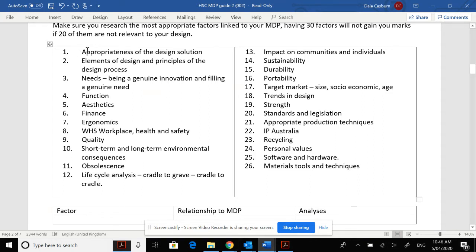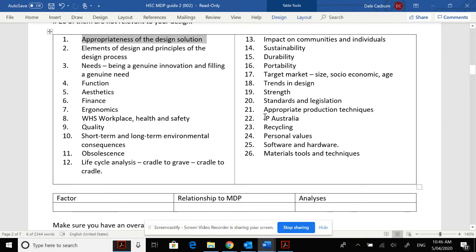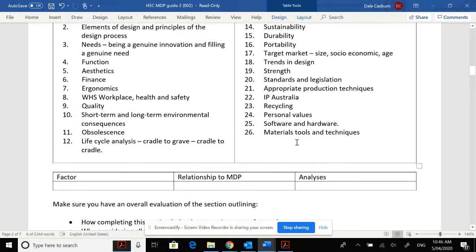Generally, like the appropriateness of the design solution: is the design solution actually appropriate for what it is that you're trying to solve? Is it appropriate for the target market? Is anyone going to want to buy it? Like in the real world of a designer, if this is not there, then you're just wasting your time. So have a look at these. Some of them might come in. We'll have a look at a sample in a minute. Hopefully, it helps you out a little bit. But these are potential ones that might fit what it is that you're doing.